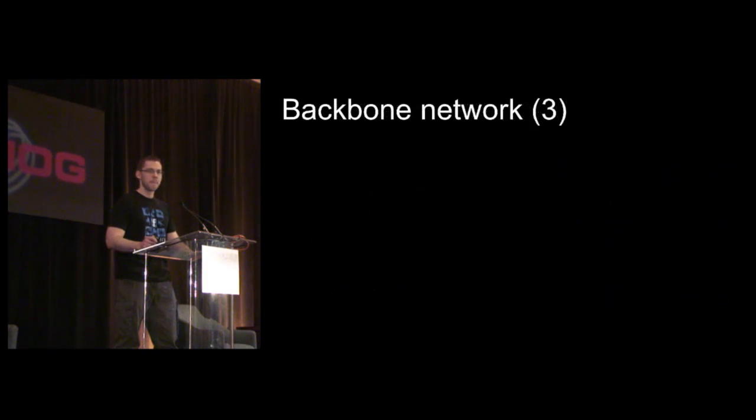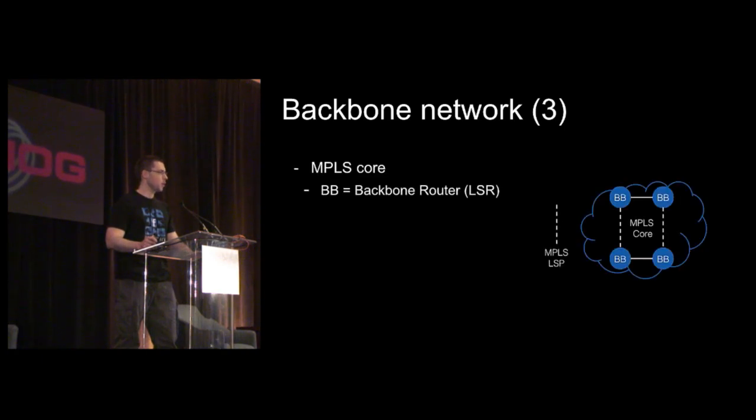The backbone network. The backbone has far fewer devices than the data center, but runs many more protocols. At the heart, there's the MPLS core, which runs on the backbone devices. These run ISIS, RSVP, all the protocols you typically expect in the backbone, and they use auto-bandwidth to do traffic engineering.